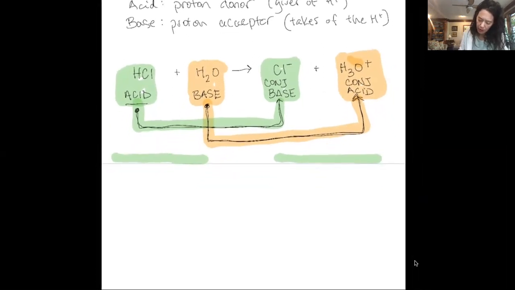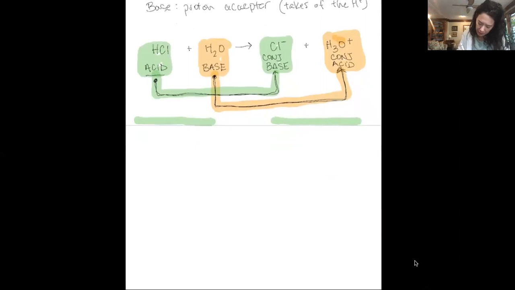Let's do one more. NH3 plus H2O. This time it's a weak base. Don't worry about the double arrow. And we're going to get NH4+, and we'll get OH negative.